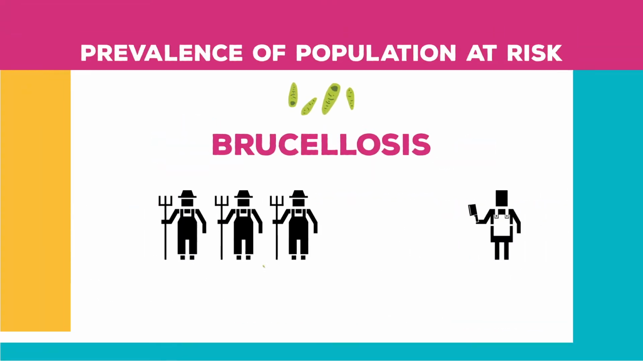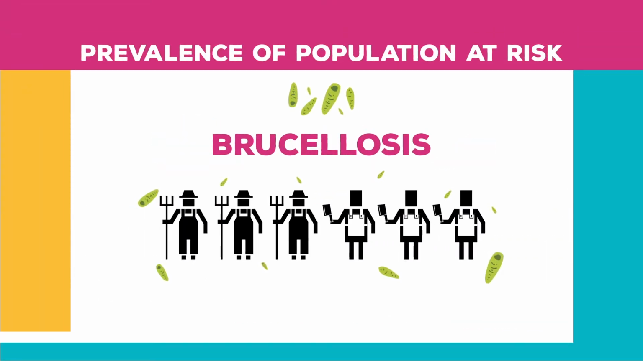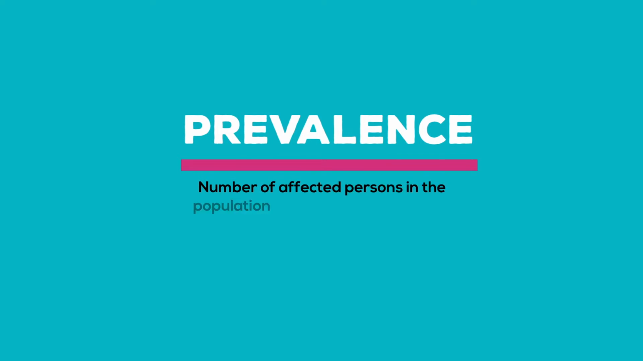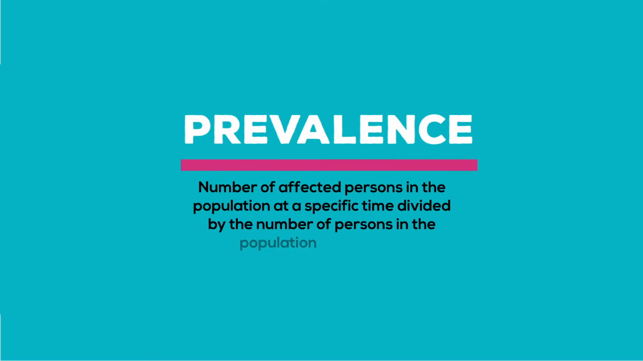The data of the population at risk can come from demographic data, geographic data or environmental data. For example, in a study of a brucellosis outbreak in a goat farm, the population at risk should be all farmers in the goat farm and butchers who slaughtered goats from this farm.